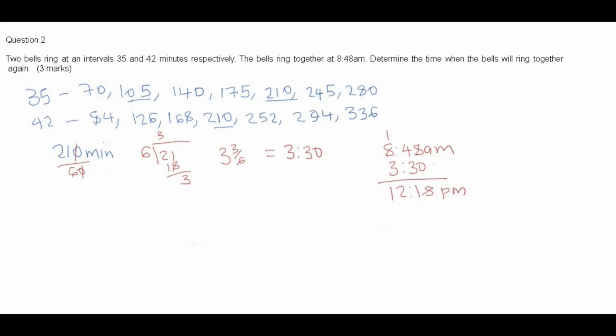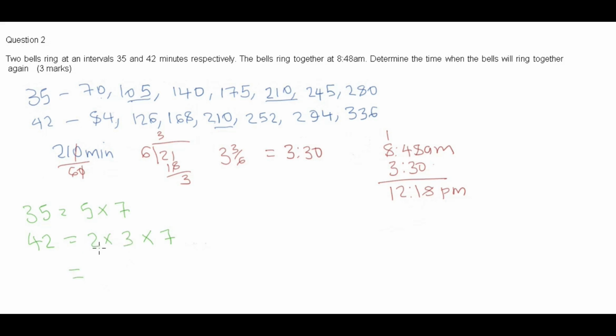Another alternative, you just get the LCM of these numbers, 35. 35, it is 5 times 7. The least common multiple, it is 5 and 7. 42. 42 is 2 times 3 times 7. So 2 times 3 is 6 times 7 is 42. So this bell will ring again after.